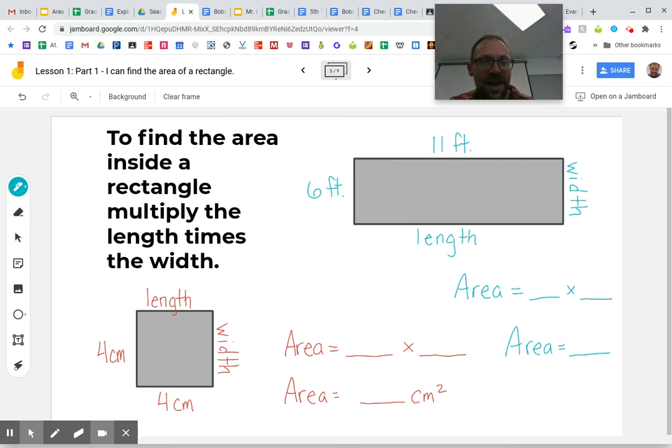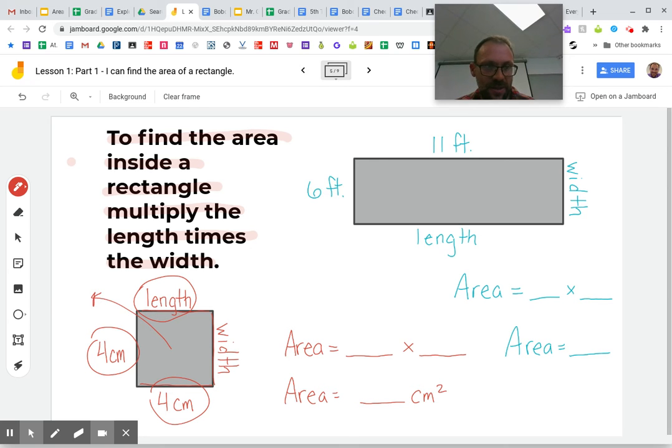Yep. To find the area of a rectangle, it says here: to find the area inside a rectangle, multiply the length times the width. And that's what we're going to do. So check this out. The length here is 4, right? These are parallel sides, so the length is 4 and the width is 4. That must mean every side is the same length, so this must be a square.